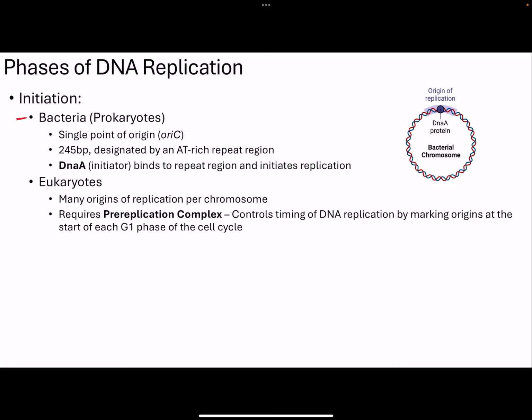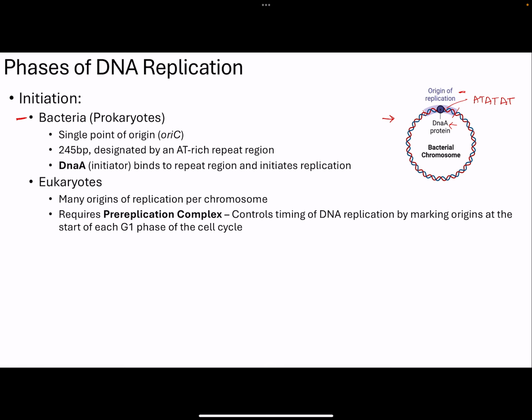So with bacteria, we have a single point of origin, which is what's shown over here in this circular chromosome. So bacterial chromosomes are circular. There's a single origin of replication, and this has a particular DNA sequence. So at this particular site that's highlighted by purple, we have a bunch of ATs repeated over and over and over again, and that DNA sequence is recognized by the DNA A protein. DNA A is an initiator protein that binds to that AT repeat region, and it's going to allow initiation to start, the replication to start.